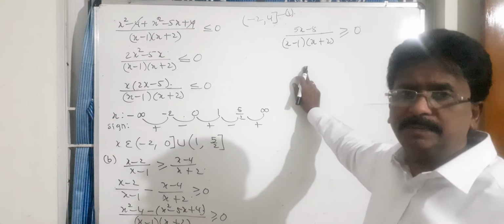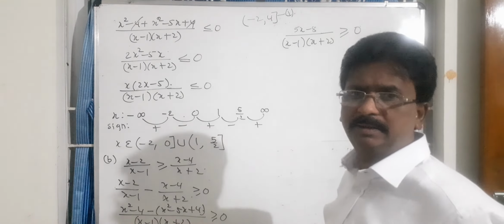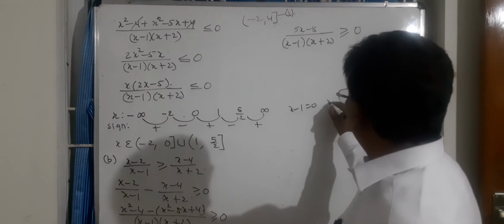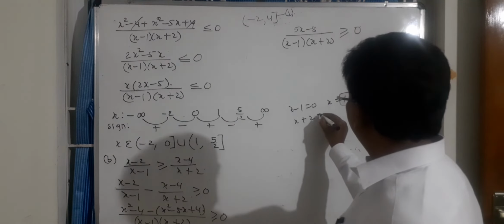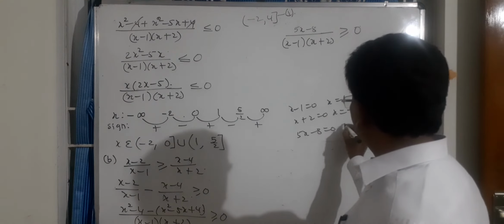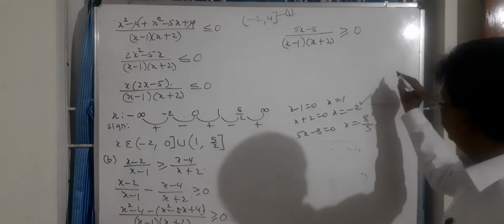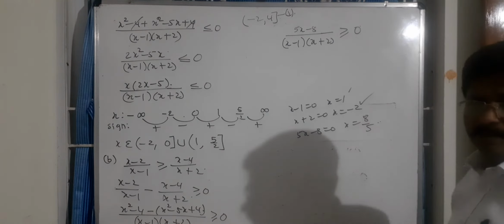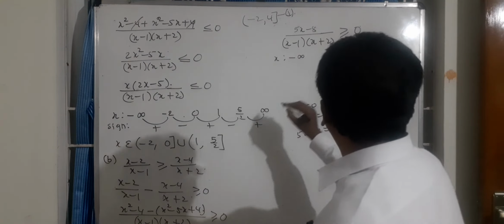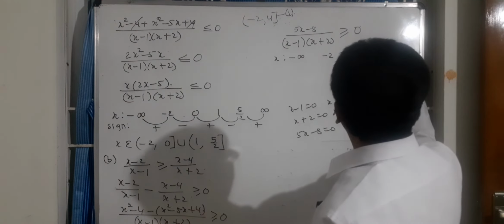Now again let us find the solution set by using the wavy curve method. I will write the critical points equating x minus 1 equal to 0, x equal to 1, x plus 2 equal to 0, x equal to minus 2, and 5x minus 8 equal to 0, x is equal to 8 by 5. Which is smallest? This is smallest. Next 1, next 8 by 5. So let us arrange the critical points: minus infinity, minus 2, 1, 8 by 5, and infinity.